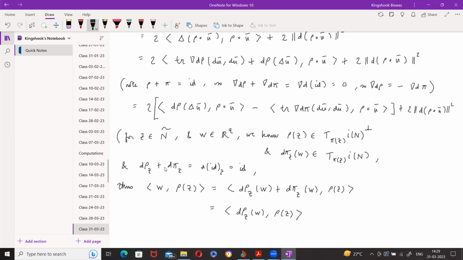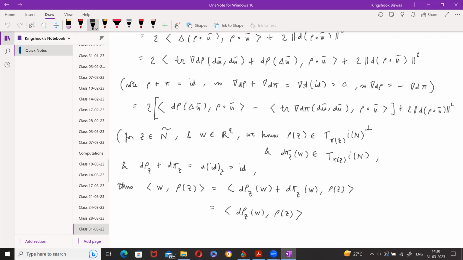Does dπ(z) lie in the tangent plane? No, dπ(z) lies in the tangent space to the submanifold. That's fine, because π takes values in the submanifold, so its derivative takes values in the tangent space to the submanifold. Is this okay now?